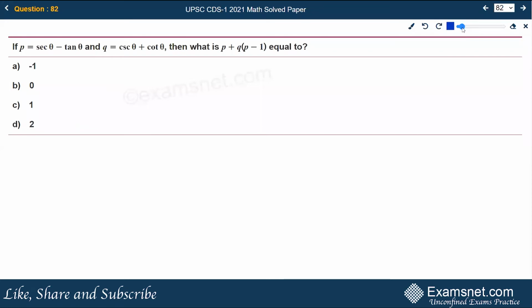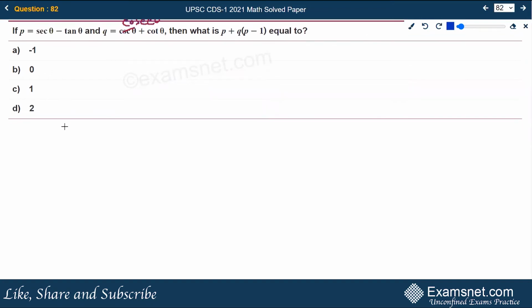In question number 82, we are given, if P equals sec theta minus tan theta and Q equals cosec theta. Let me make the correction. Q equals cosec theta plus cot theta, then what is (P plus Q) multiplied by (P minus 1) equal to?